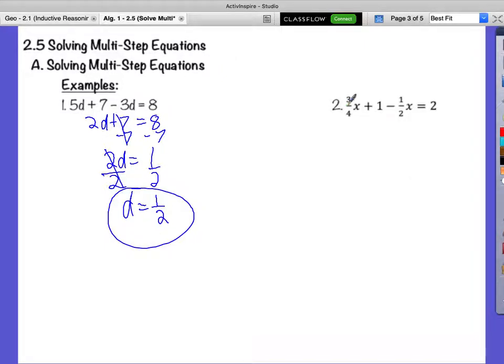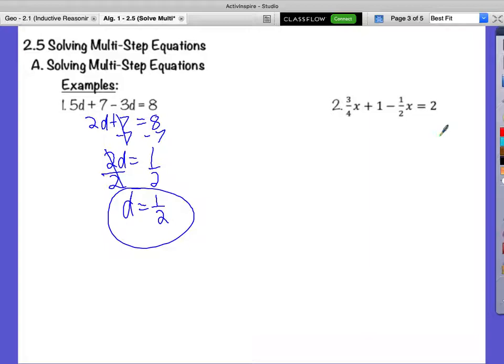Number 2: 3/4 x plus 1 minus 1/2 x equals 2. Whoa, we have fractions. Half and 3/4? Not quite. Half and 3/4 cannot combine and turn into a whole, but you're on the right track that we do need to combine those. Why do we need to combine those? Because they both have x's in them.